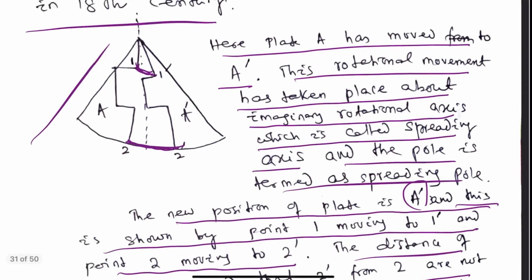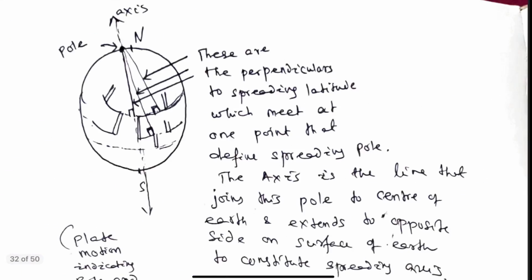So here, that has been shown here. So this is the spreading axis, the spreading equator. So perpendiculars are drawn there. This is the perpendicular drawn here, the perpendiculars are drawn here, perpendiculars are drawn here to the spreading latitudes, and they come to a point.